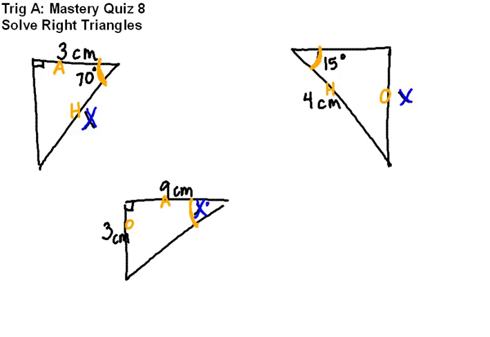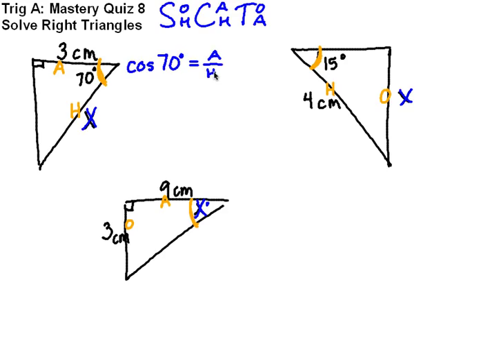I have the A and the H in SohCahToa, having the adjacent and the hypotenuse means I want cosine. The cosine of the angle equals the adjacent over the hypotenuse. So the cosine of 70 is adjacent over hypotenuse. I need to solve for x. X is on the bottom of the fraction. That means we have to do a little bit more work. I'm going to multiply both sides by x. And then I'm going to divide both sides by the cosine of 70.